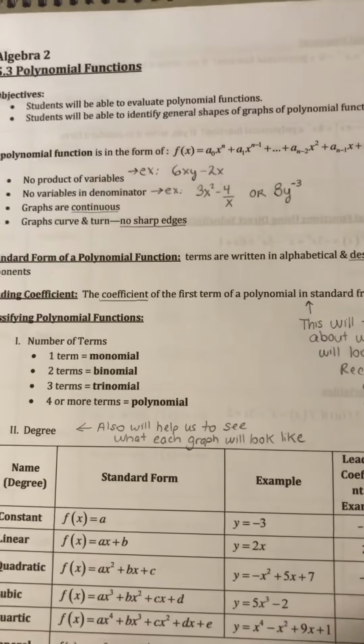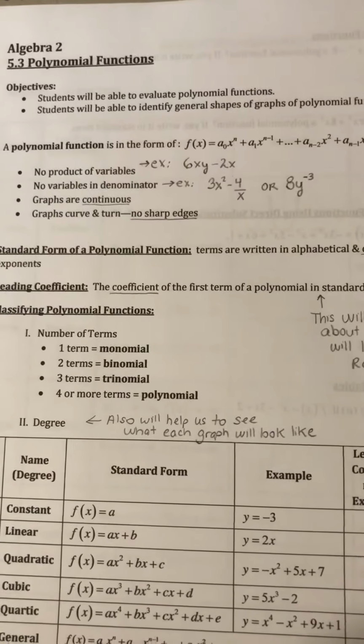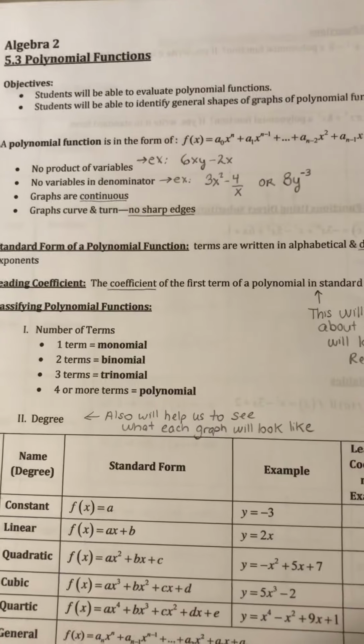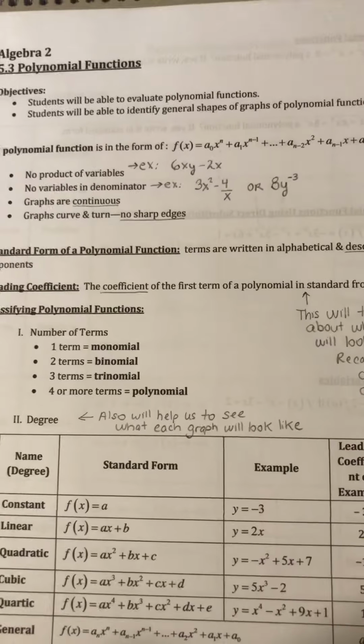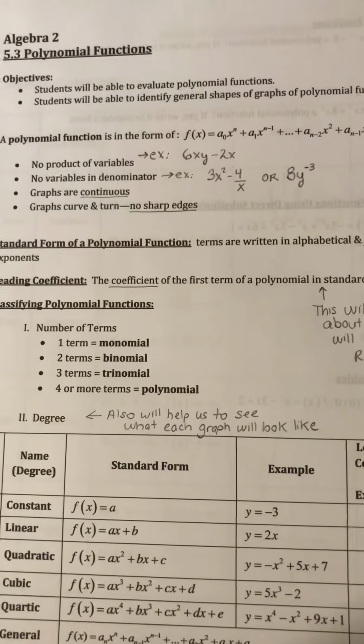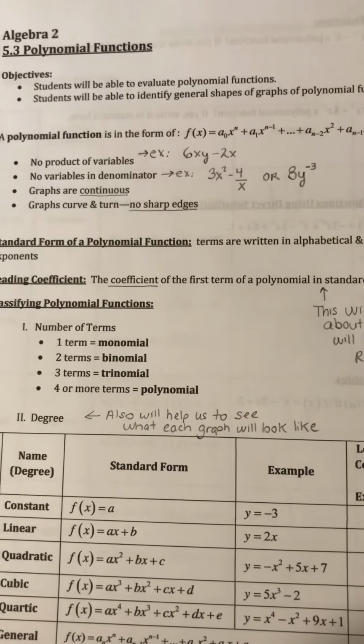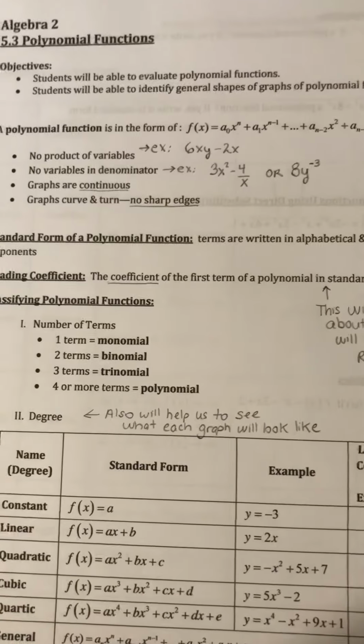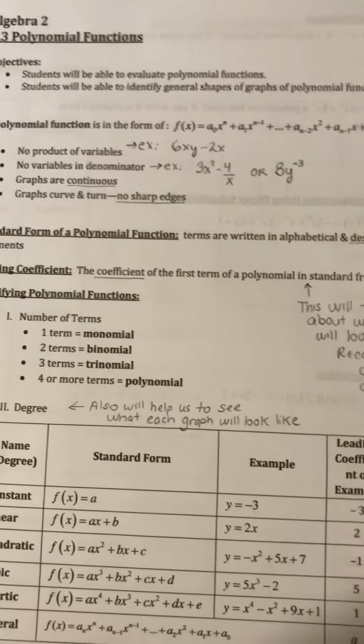The graphs are continuous, meaning we don't have any breaks or gaps in it. A step function would not be a polynomial function. Graphs curve and turn, there's no sharp edges. So you wouldn't have something like that absolute value graph here because that does come down to your V. So they are very smooth and fluid, these polynomial functions.